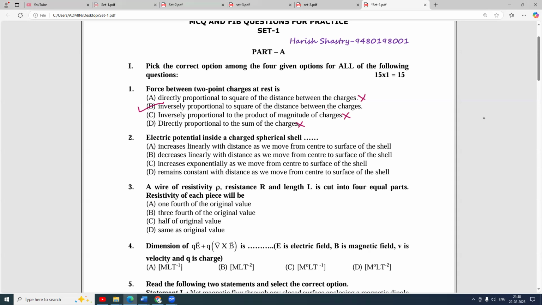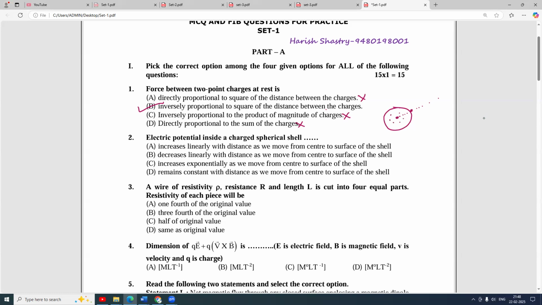Then electric potential inside a spherical shell. We know that as we move from center to the surface of a shell, potential inside is a constant and it is maximum on the surface as well as inside. It is same inside as well as on the surface. Decreases as the distance as you move outside. So it is the same everywhere inside a charged spherical conducting shell.